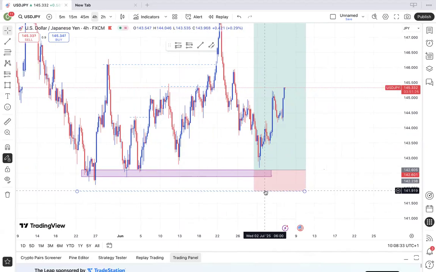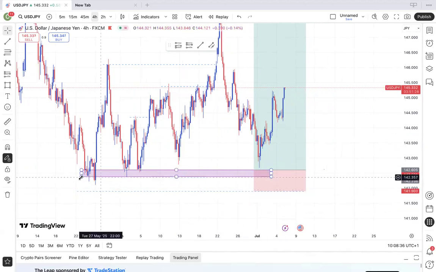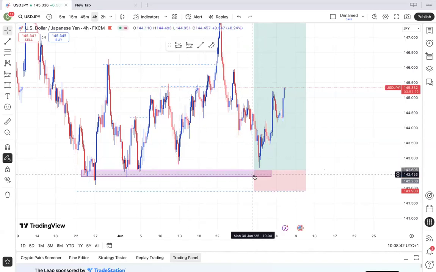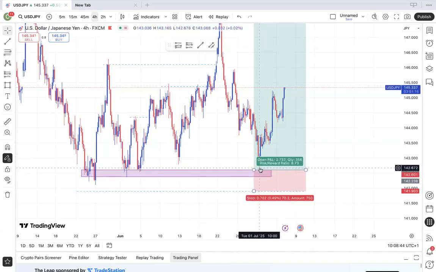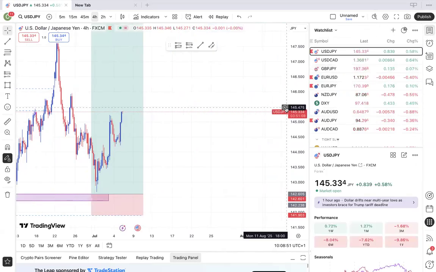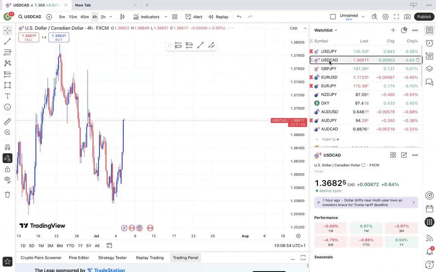I also shared it to the public community, the public channel, and we also marked out this area that is here that created this zone. And we expected the market to come down to sweep this area. But then it was just 6 pips away from our entry. And right now it's running over 250 pips in profits. Yeah. And then let's look at USDCAD.